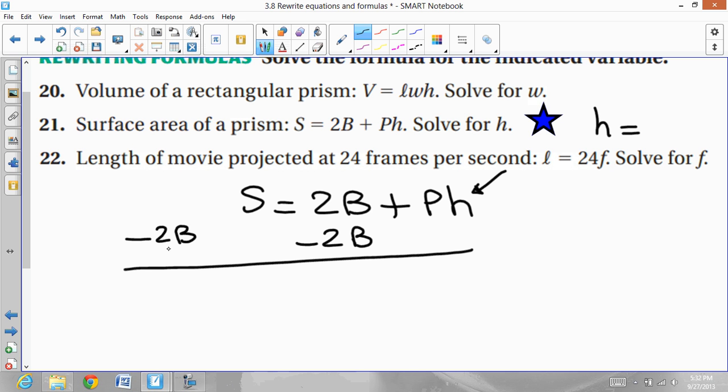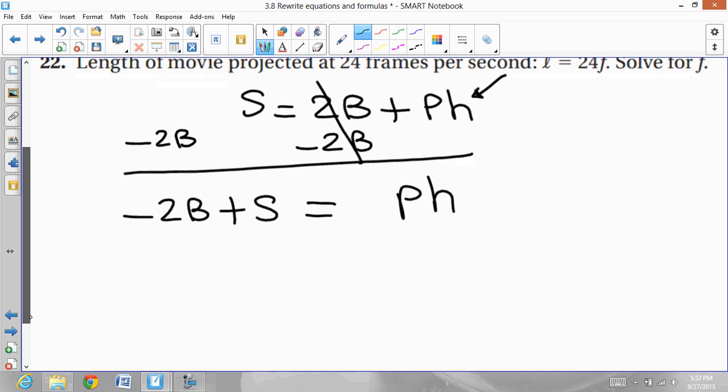B stands for the base and S stands for the surface area. So you cannot combine them. So 2b and negative 2b cancel out, and on the right side you have just the pH equals negative 2b. And now if you are confused, look at the sign for S. You do not see any sign. Take it as positive. So positive S.